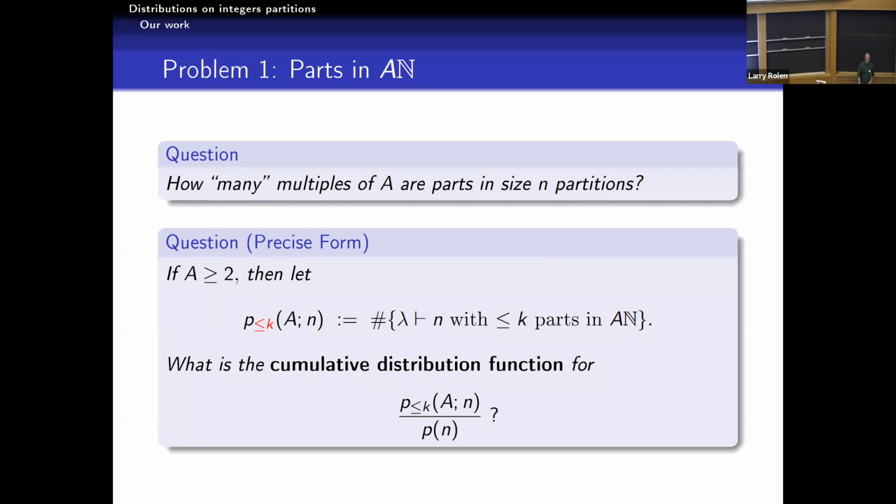So we're going to define p less than or equal to k of a comma n. This is the number of partitions of n with no more than k parts that are divisible by a. For example, when a is 1, this reduces to the previous example. But we're looking at larger than that. So for instance, when a is even, we're looking at no more than k parts that are even, and so on. And we want to look at this proportion of partitions that satisfy this property. So what is this cumulative distribution function?